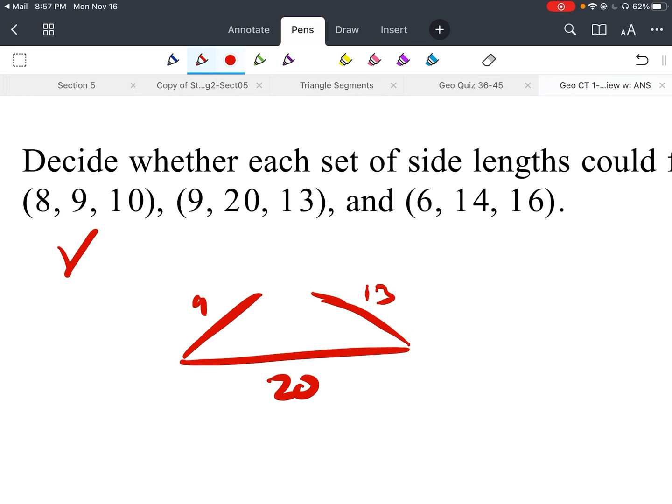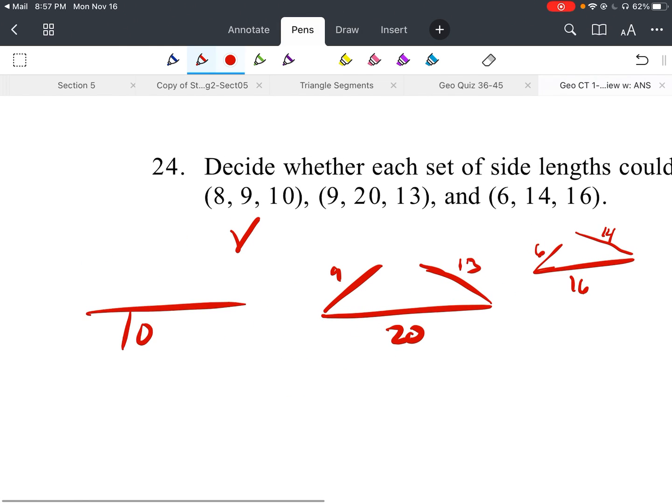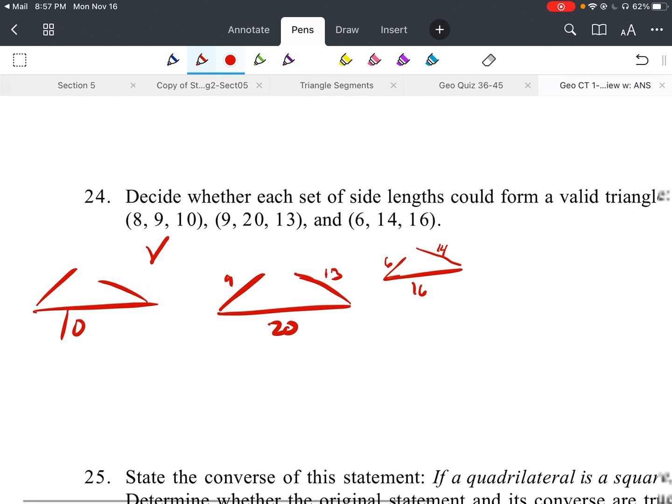Take your longest side here, 16. Would these two reach? So take the short two sides and see if they would add up to something more than this one. And this one would be, put 10 down there and see if 8 and 9 would touch. And they definitely would. So it looks like it's yes, yes, and more yes. They all work fine.